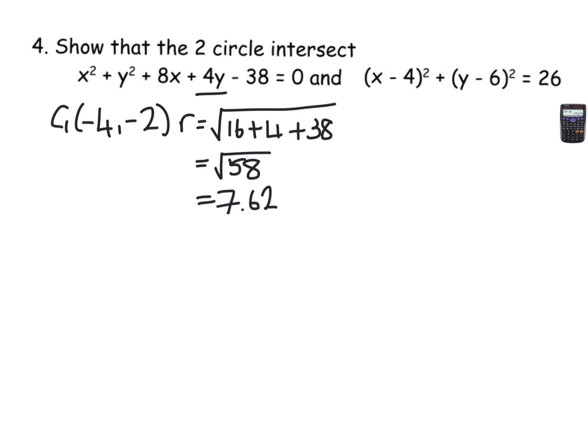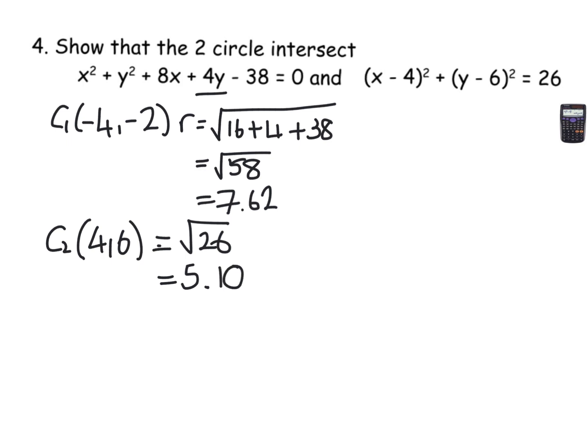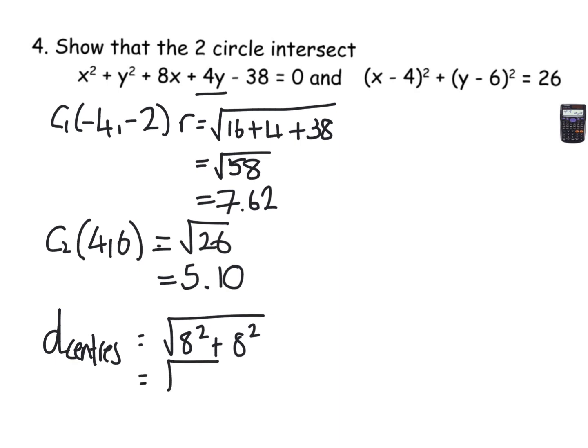The same again for circle 2. So centre 2, this is a bit easier. Change the sign, so 4, 6. My radius is root 26, which is 5.10. Then I have to get the distance between the centres. So the distance between the centres equals the square root of, right, from 4 to minus 4 is 8, so 8 squared. From minus 2 to 6 is also 8, so 8 squared, which is the square root of 64 twice, 128, which is 11.31.